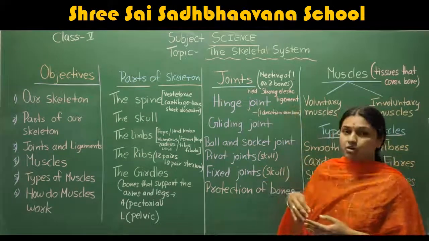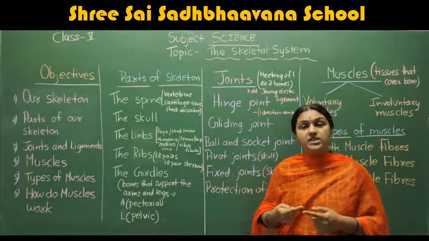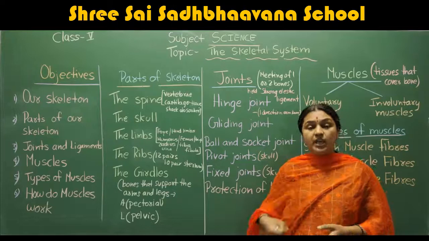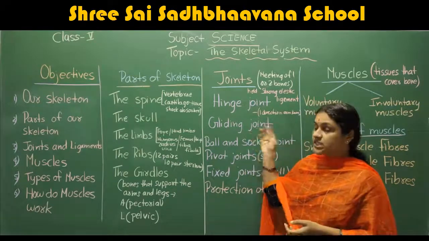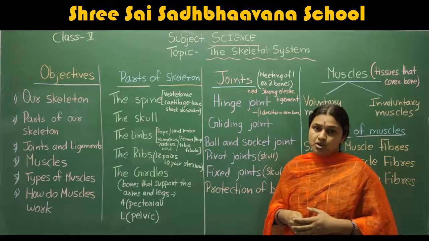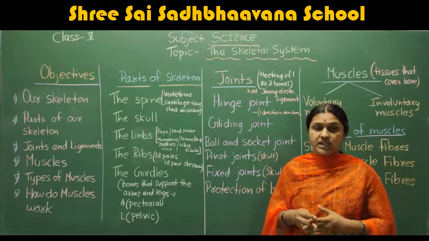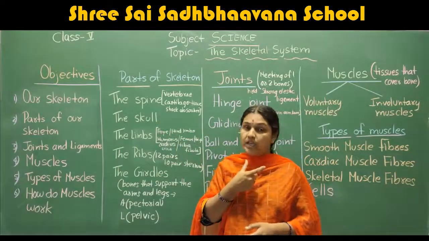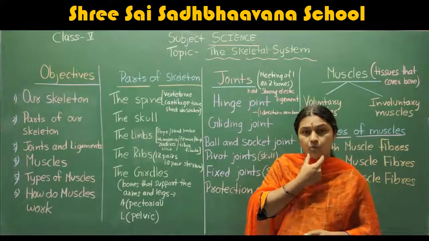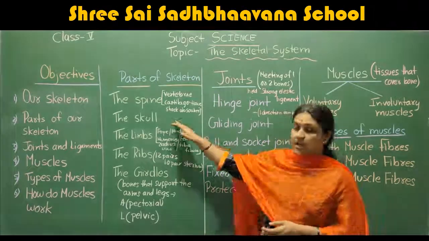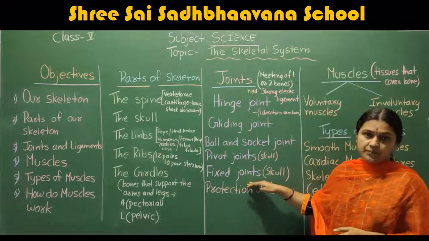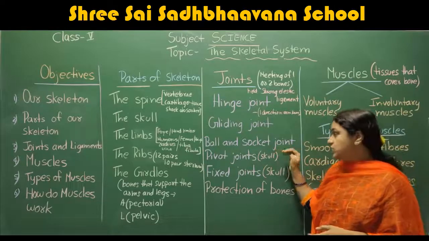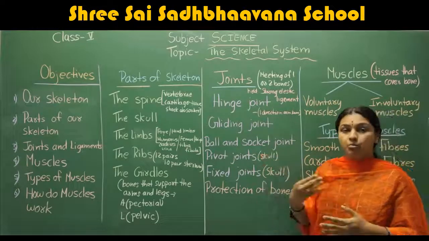Children, we have two types of joints: movable joints and fixed joints. Those joints that we can move are called movable joints, and those joints which we can't move are called fixed joints. I mentioned that the skull has fixed joints. It cannot be moved except for the lower jaw. So the skull comes under the fixed joint. The hinge joint, gliding joint, ball and socket joint, and pivot joint come under the movable joints.